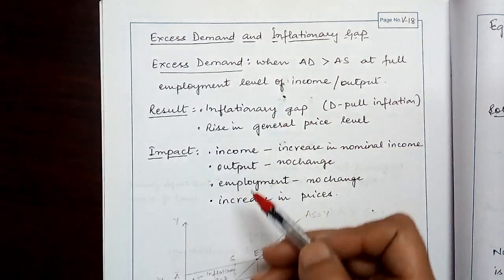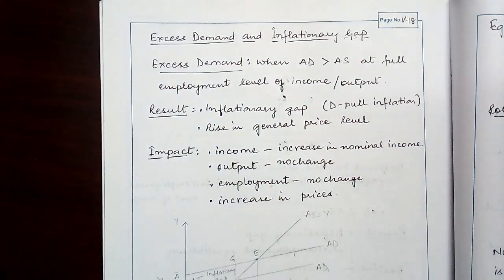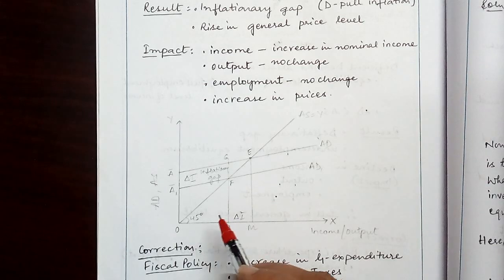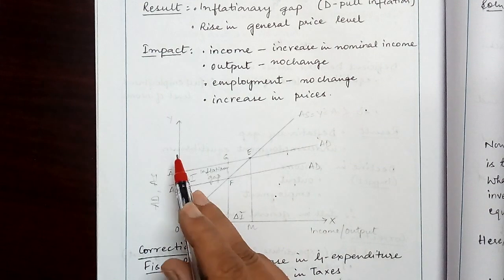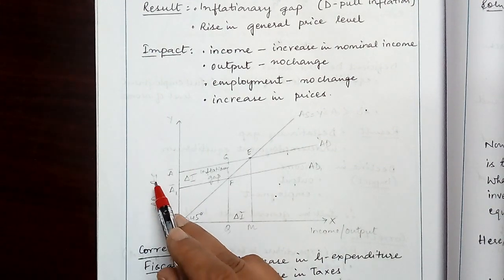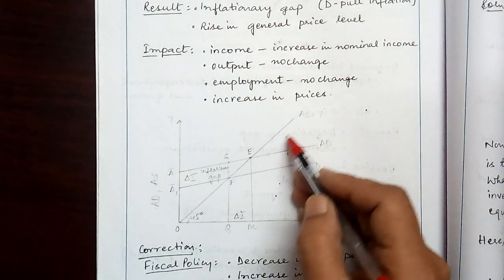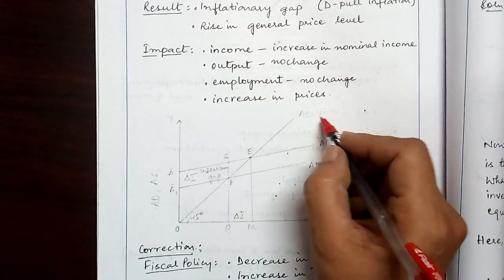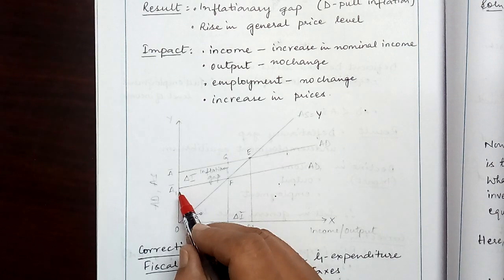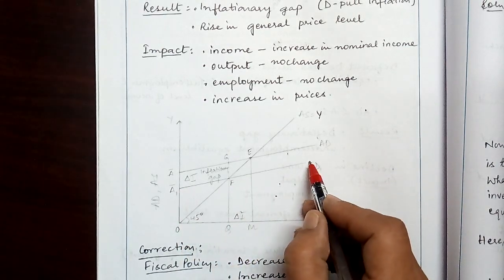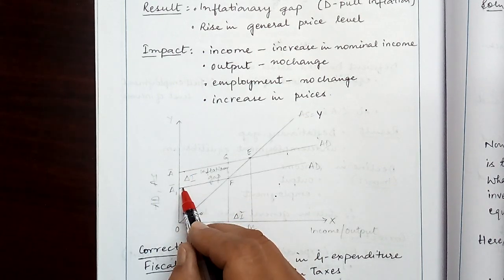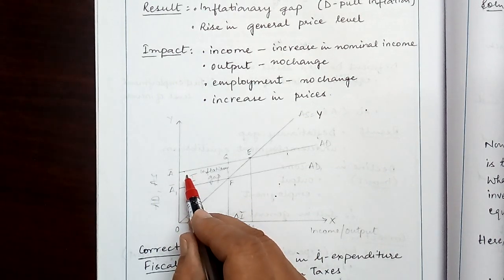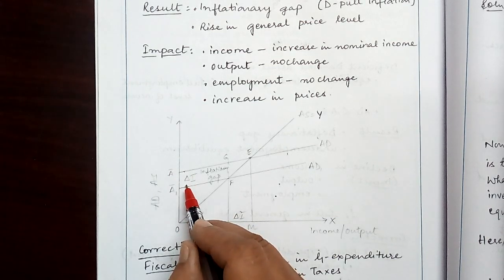Let's try to understand this with the help of a graph. Now we plot on the x-axis the income and output, and on the y-axis we plot aggregate demand and aggregate supply. A 45-degree line is the aggregate supply or income. Now this is the aggregate demand line. We already learned that any change in investment would move this aggregate demand curve upwards. Or if you decrease the investment, the aggregate demand curve would move downward.